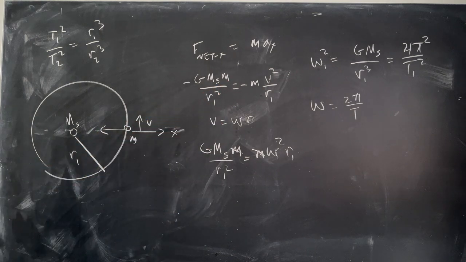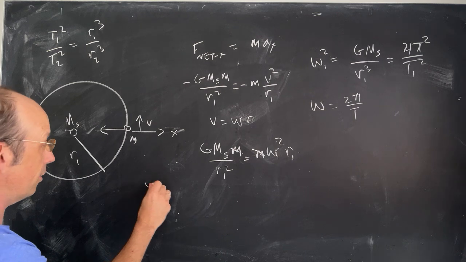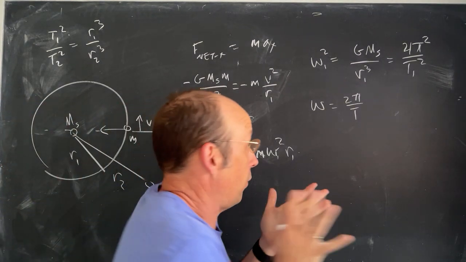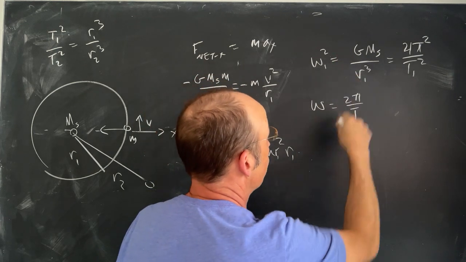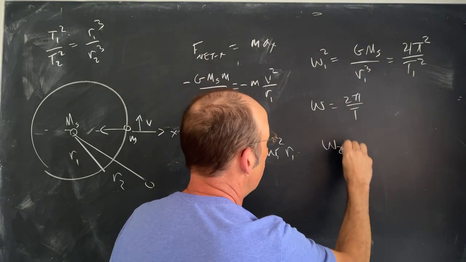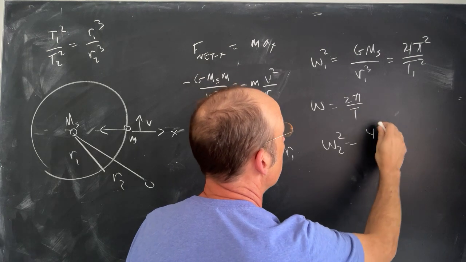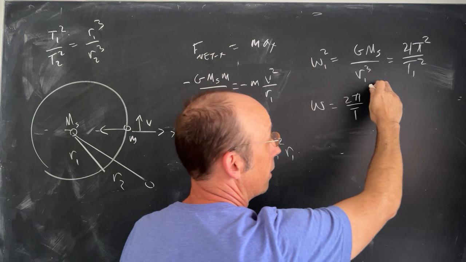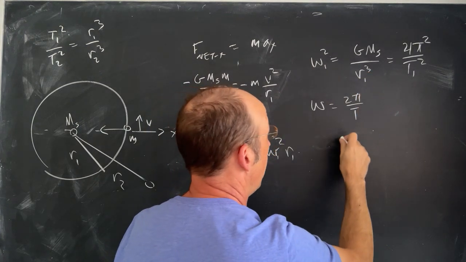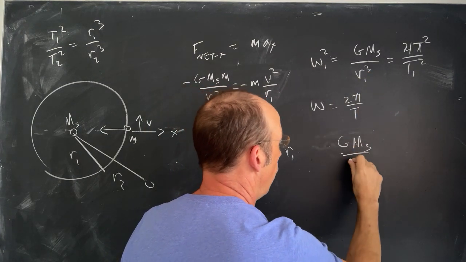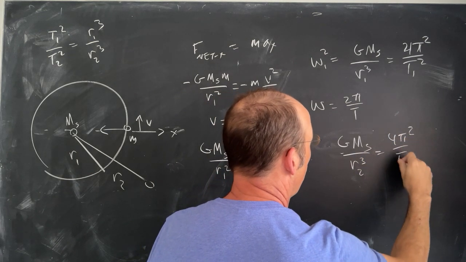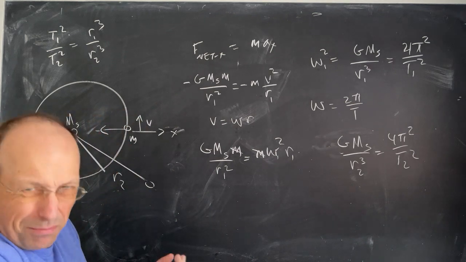Now I'm going to go ahead and redo this for another planet over here with an orbital radius r2. It's the same math, right? I don't need to do all this stuff again. I can write the same equation, but for orbit 2. So I have G mass of the sun over r2 cubed equals 4 pi squared over T2 squared. It's the same thing.